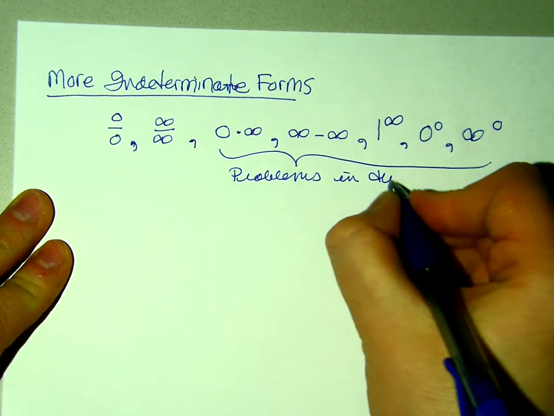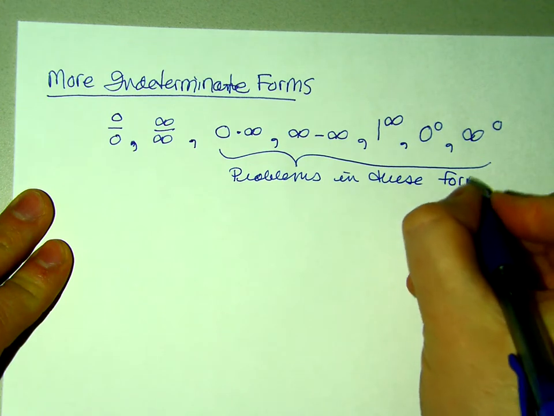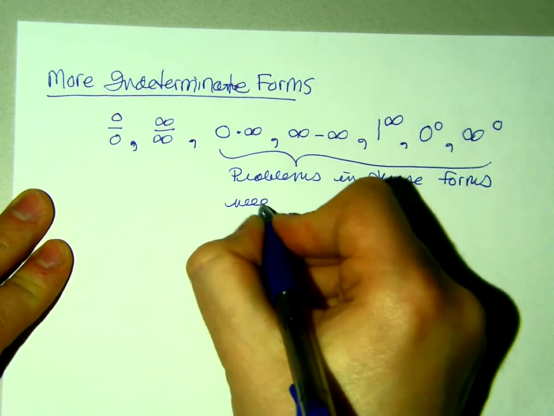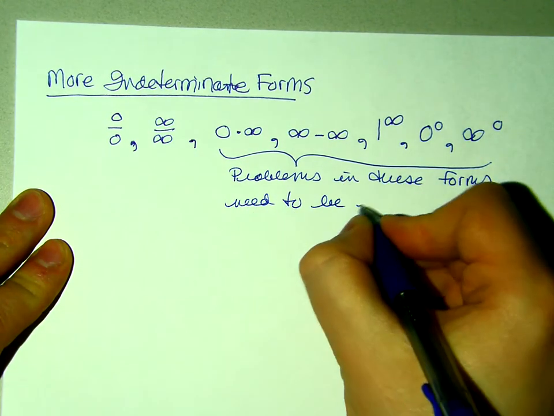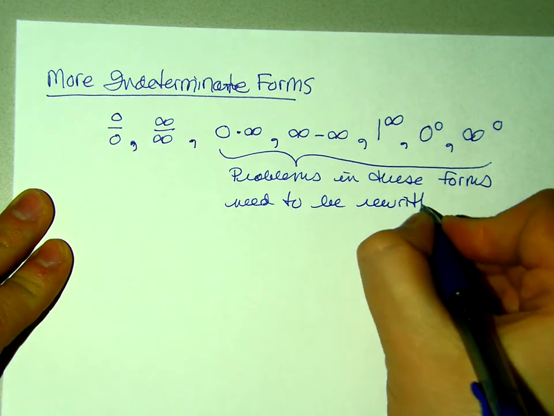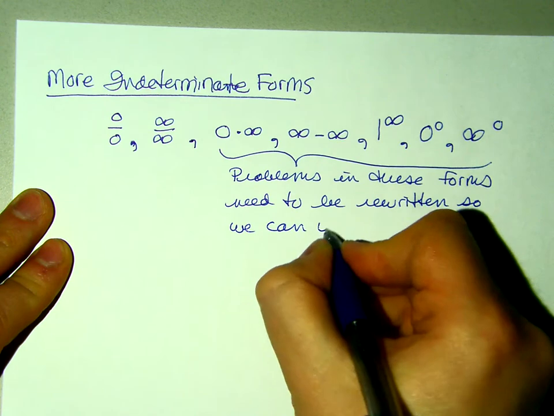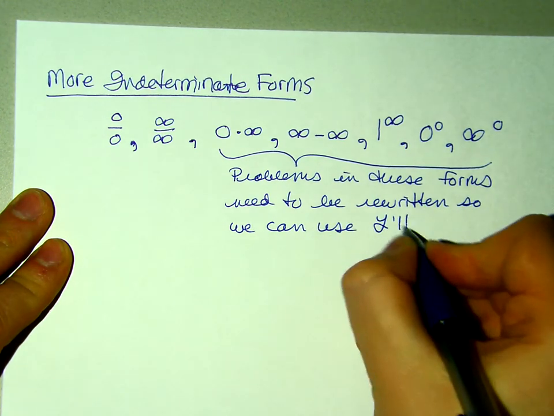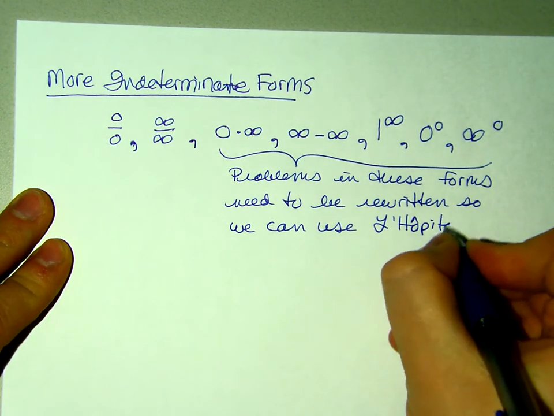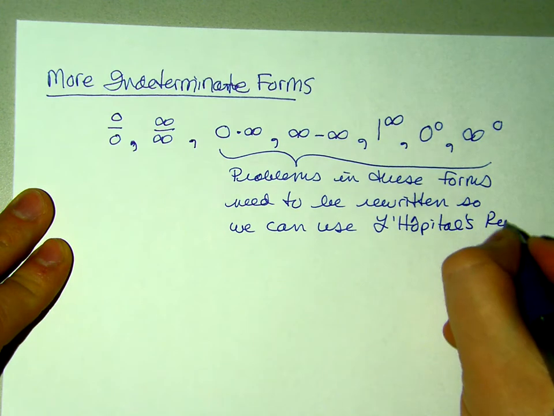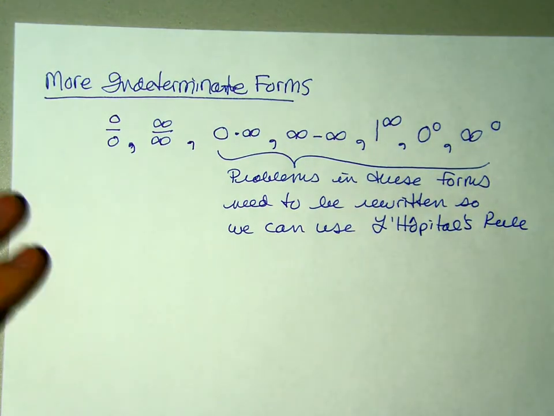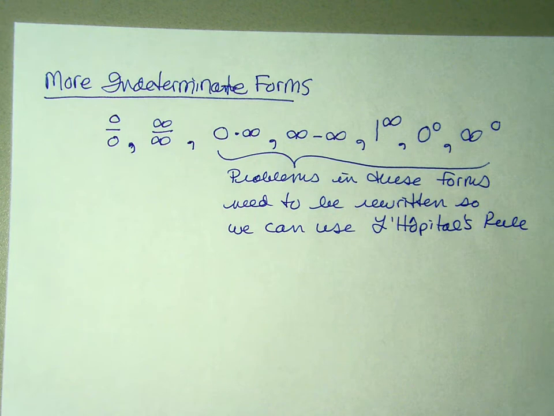Problems in these forms need to be rewritten, so we can use L'Hopital's rule. And again, L'Hopital's rule only applies if we have 0 over 0 or infinity over infinity. So if I have one of the other forms, I want to try to do some algebra with that thing to make it 0 over 0 or infinity over infinity. And there are really 3 different types of tricks we need to be able to deal with.